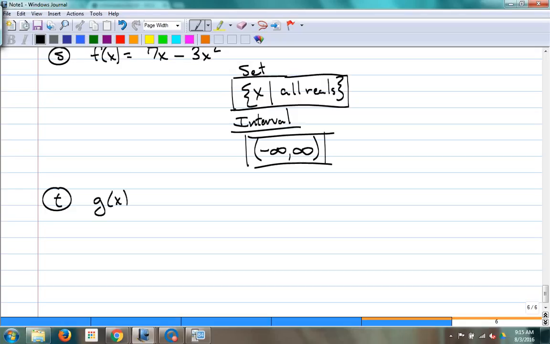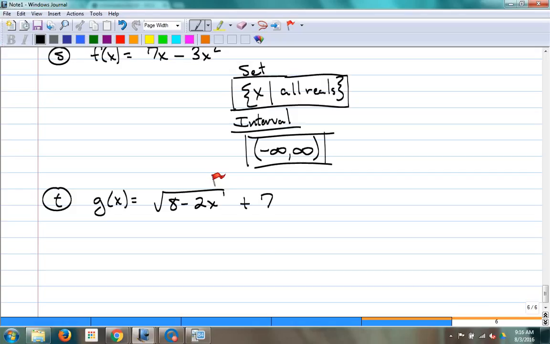G of x is equal to the square root of 8 minus 2x, and that's all that's under the square root. We'll go ahead and put a plus 7 out there on the side. Not that it matters. So, is that a red flag? Yeah, absolutely. We see that square root, that should automatically make you think, okay, there's a red flag. Got to do something about that. So how do I find out what x values I can use?